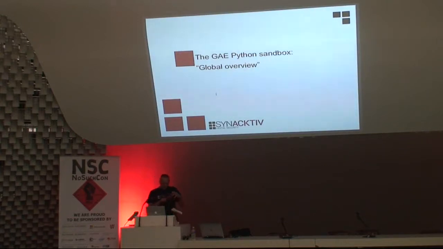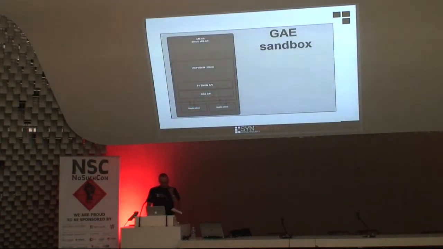Okay, so we have been talking about the code, the mistakes you can make in the implementation. I've been talking about the risks that come with infrastructure and the process of using Google App Engine. And now I will go low level at understanding the Python sandbox. So this is the big picture of the Google App Engine Python sandbox. Here, what you have at the bottom is the Google App Engine application, which is using the Google App Engine API, the Python API.